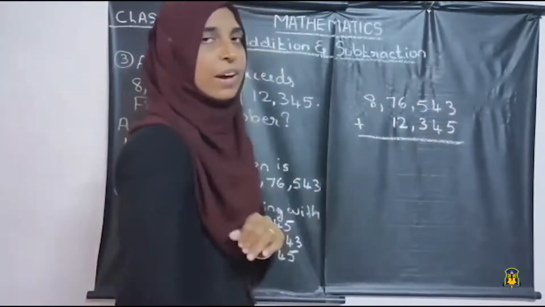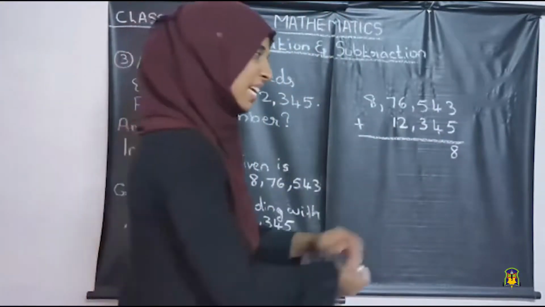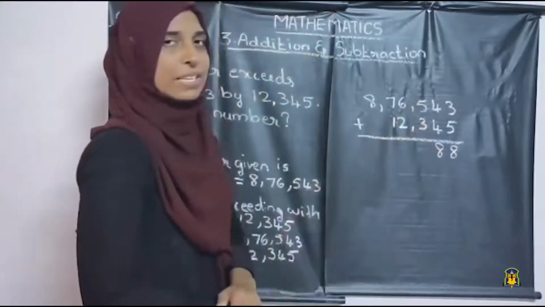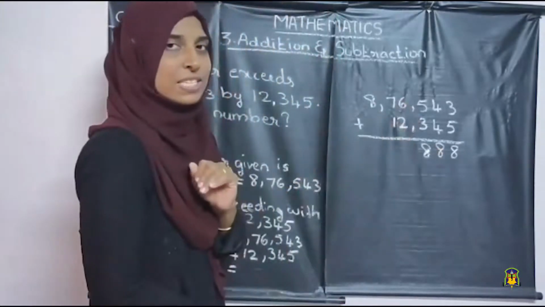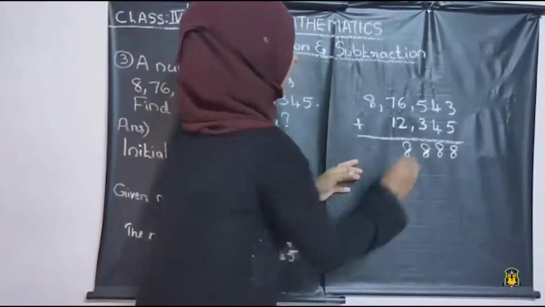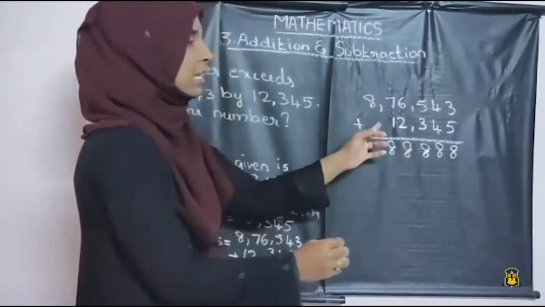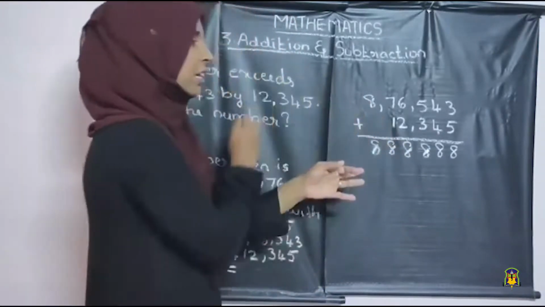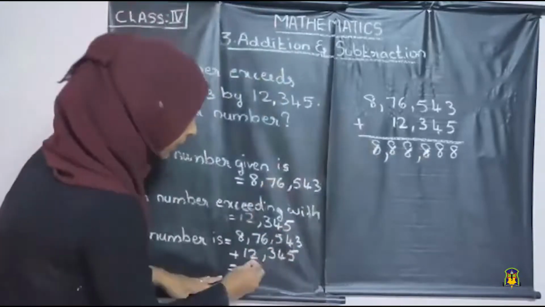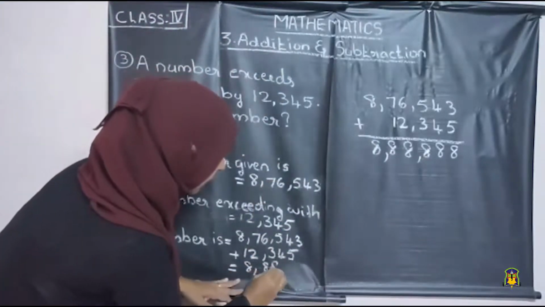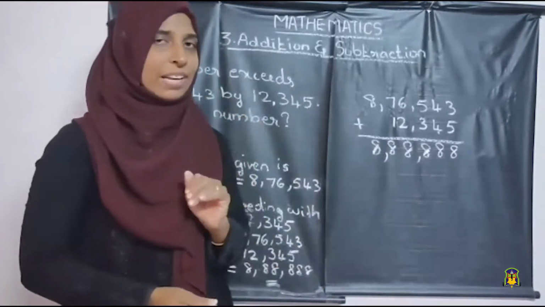What is 3 plus 5? 3 plus 5 is 8. Then 4 plus 4. 4 plus 4 is 8. Then next 5 plus 3. 5 plus 3 is again 8. Then here what is 6 plus 2? 6 plus 2 is 8. Okay. Then 7 plus 1. 7 plus 1 is again 8. Then 8. There is no number here, so we can write down 8 here. So it's a very interesting number now. So we can put the comma also. So what's the number here, children? 8,88,888. Okay, children. Understood how we can find the answer?